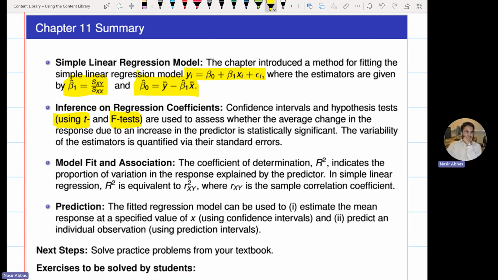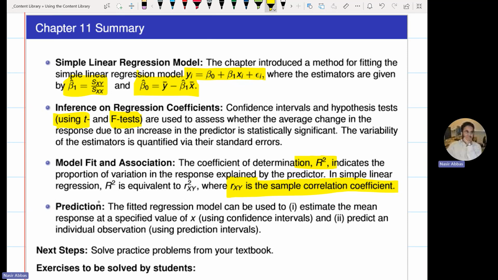Then we also defined a measure to check how good your model is. This measure was called R square. This R square measures the amount of variation in Y which is explained by your regression. And luckily, it came out to be equal to the square of the sample correlation, but this is not always true because in multiple regression, R square will have a different meaning. So don't generalize this rule to every situation.